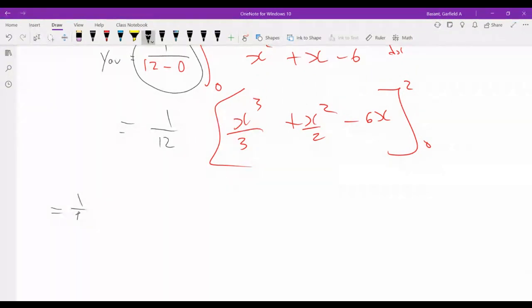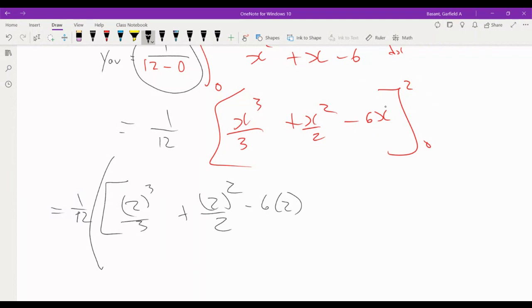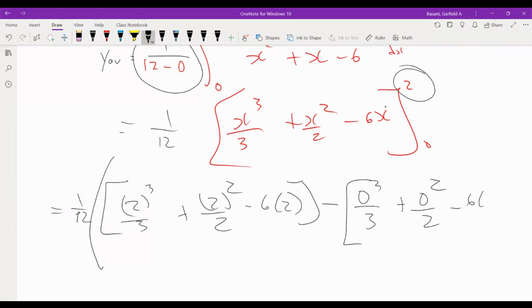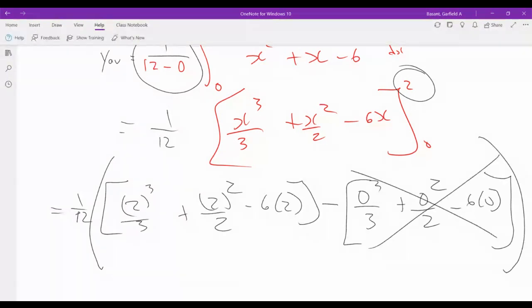So this is equal to 1 over 12 times 2 cubed over 3 plus 2 squared over 2 minus 6 times 2. So that's plugging in the 2 right here. And then we're going to subtract 0 cubed over 3 plus 0 squared over 2 minus 6 times 0. Now all of the 0 part just goes away.